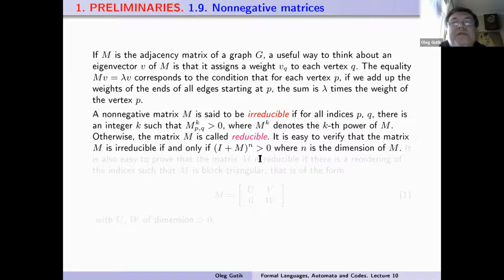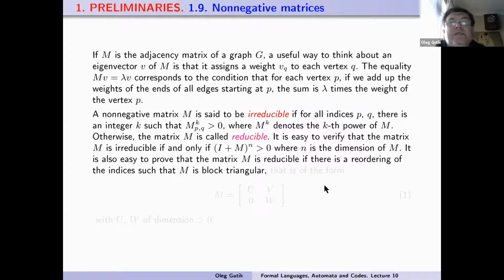It's easy to verify that the matrix M is irreducible if and only if the sum of the unit matrix and the matrix M, to the power n, is greater than 0, where n is the dimension of the matrix M. It is easy to prove that the matrix is reducible if there exists a reordering of the indices such that the matrix M is block triangular.